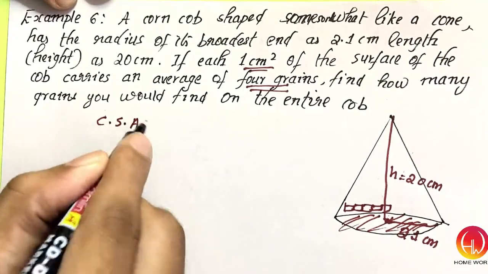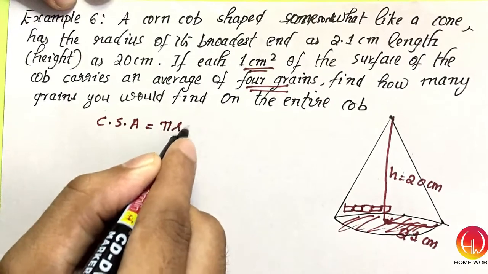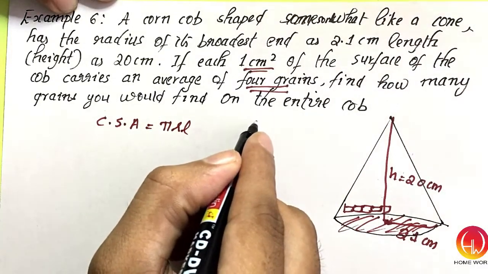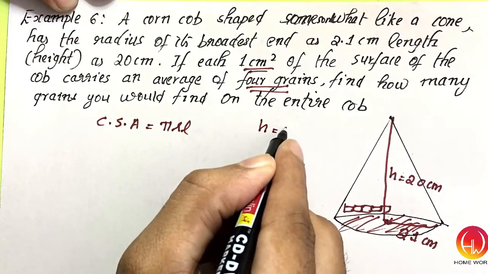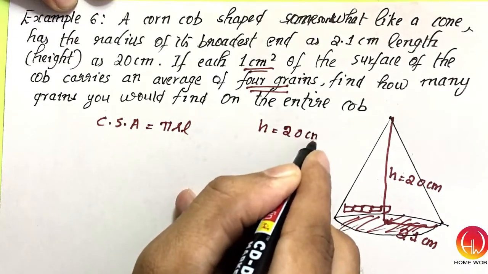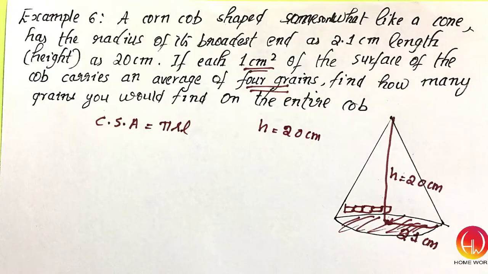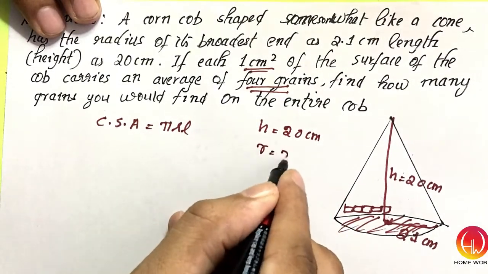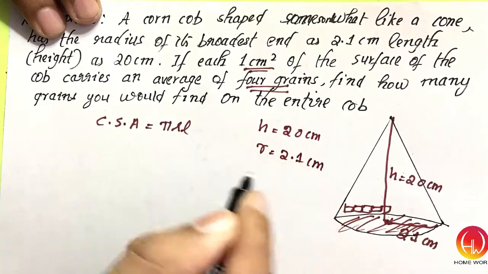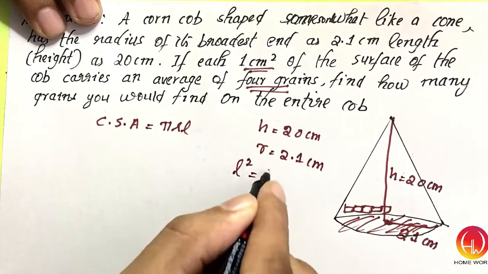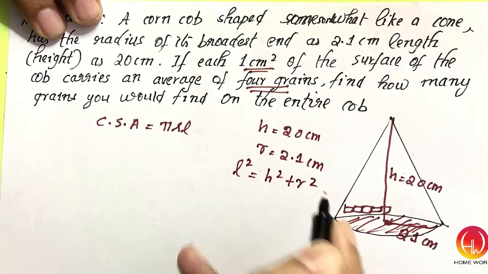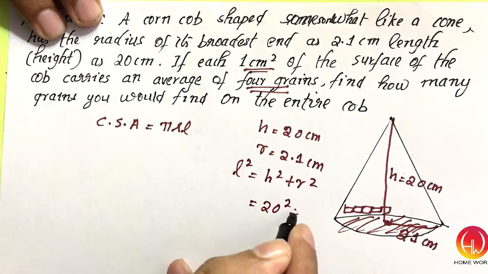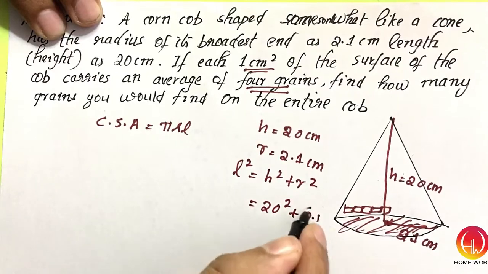CSA equal to pi r L. And here h is given. H equal to 20 centimeter, and radius equal to 2.1 centimeter. Then what is L? L square equal to h square plus r square. Then h equal to 20 square plus r square equal to 2.1 square.